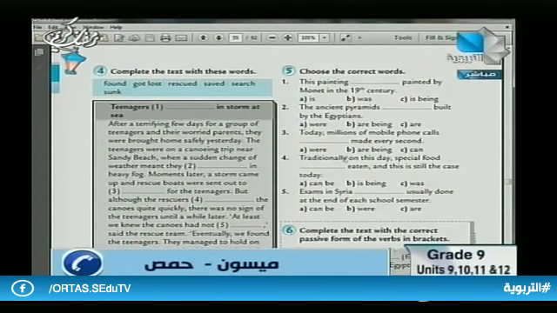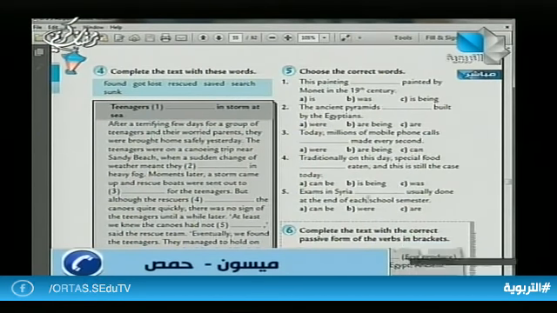Number 4: traditionally on this day, special food was eaten, and this is still the case today. Was. Correct. Yes, you're correct. The last one.